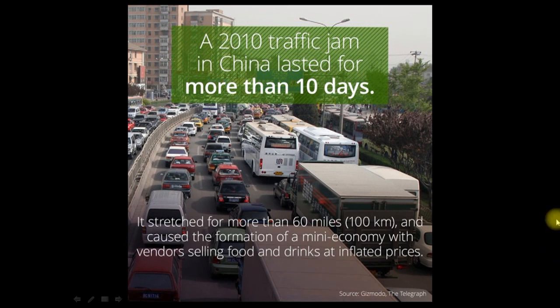Here's another example. In China, there was this situation in 2010 where a traffic jam lasted for more than 10 days. It stretched for more than 60 miles and caused the formation of a mini economy with vendors selling food and drinks at inflated prices. So people couldn't move in their car for 10 days. So this is a very serious traffic jam.